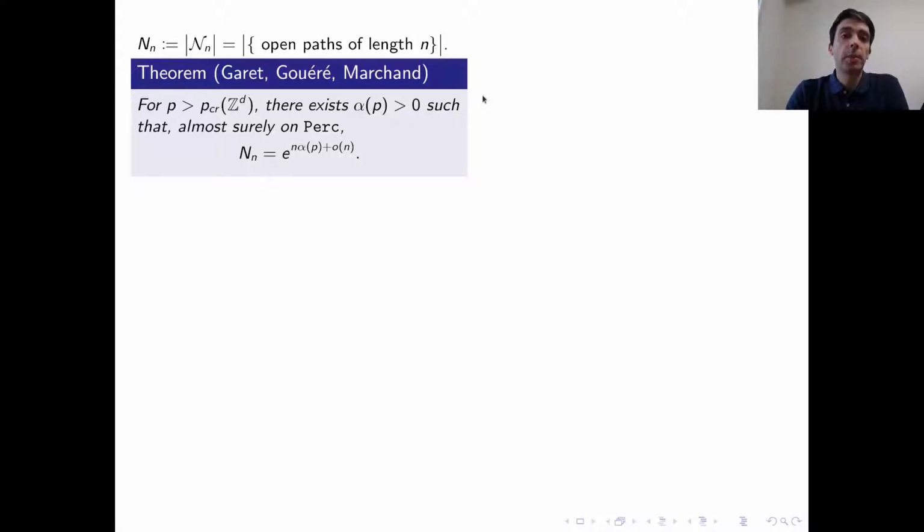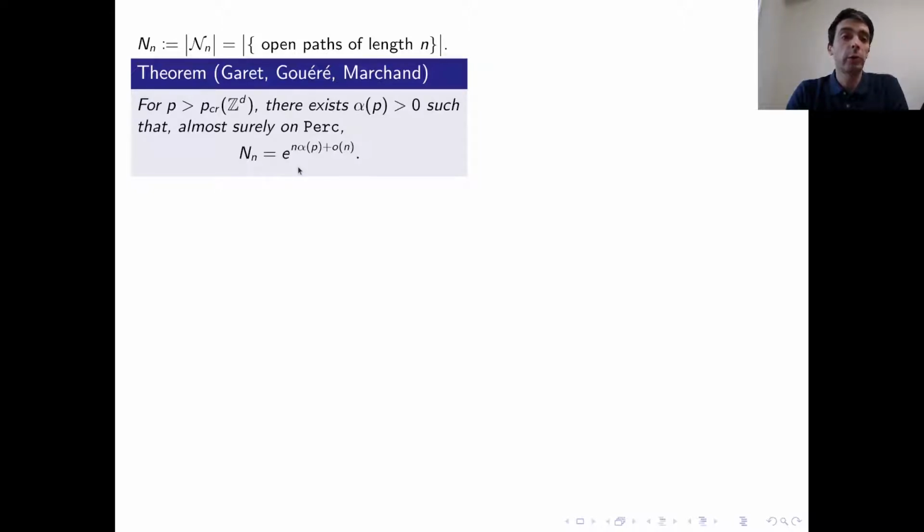Now let me tell you about our results. They are about this quantity, the number of open paths of length n. And the motivation for studying this quantity is that if we want to understand some combinatorial object, say this set of open paths of a given length, then usually what you first do is try to count how many elements it contains.